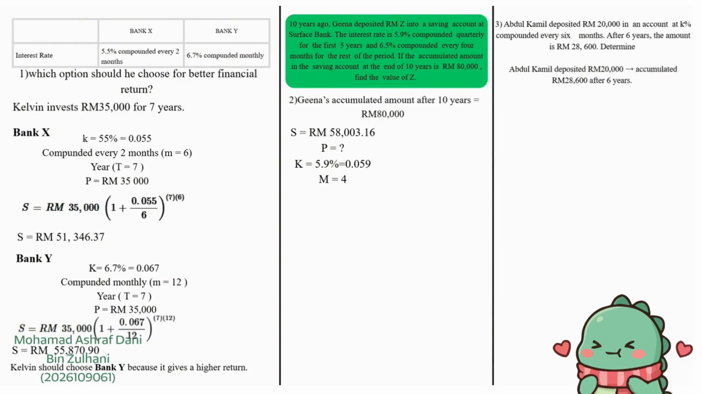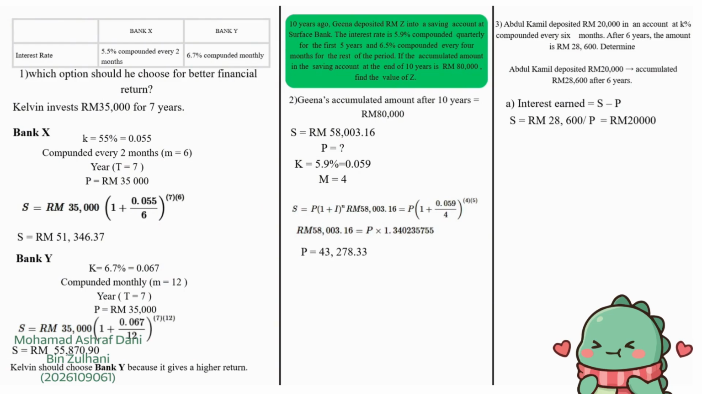Now, we use that amount to find the original deposit for the first 5 years, which had a 5.9% rate compounded quarterly. Dividing 58,360 by our compound factor gives us a starting principal of RM 43,278.30. So Gina's original deposit was 43,278.30.